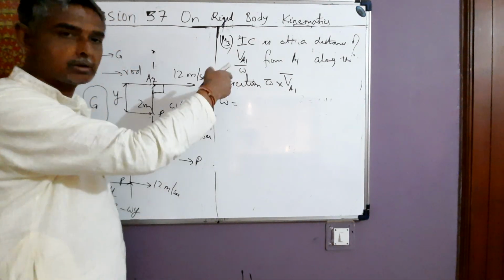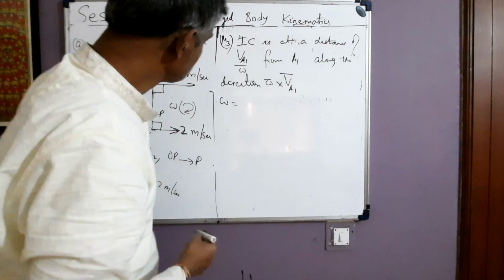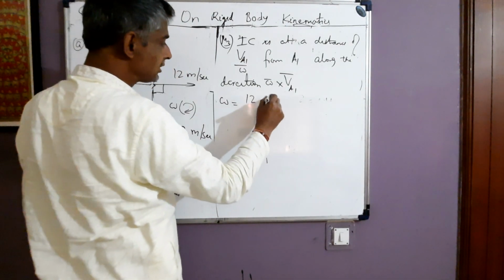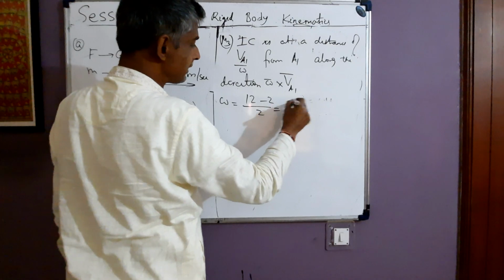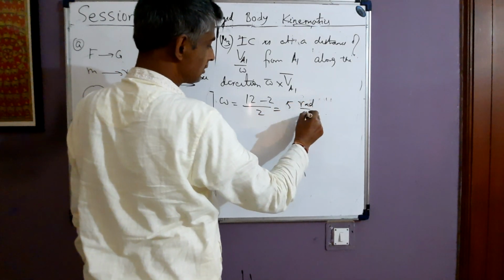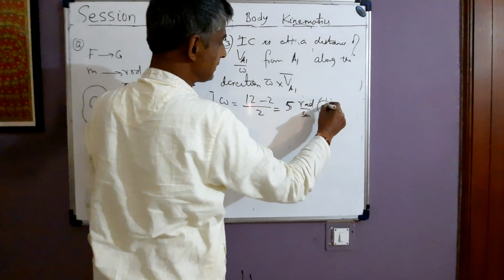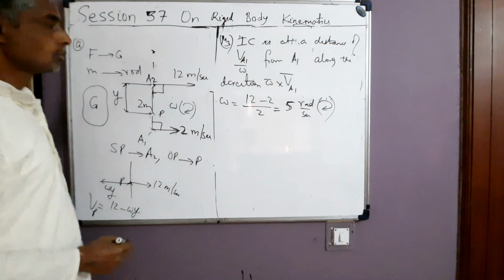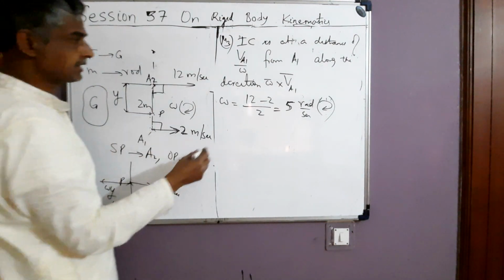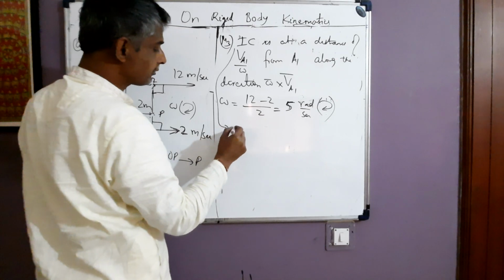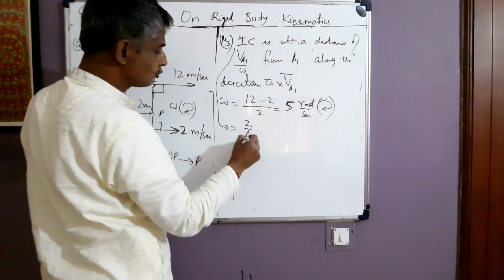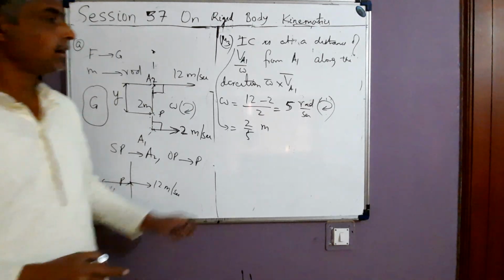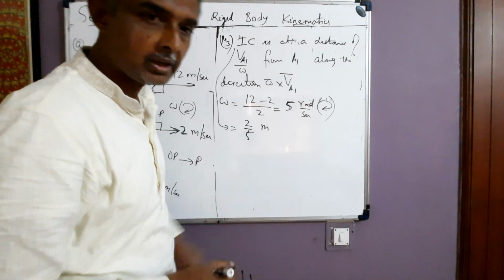Now first, to determine this distance we need omega. Omega we calculate as we did in method 2. Omega is equal to relative normal speed by separation: 12 minus 2 by 2, that is 5 radian per second, clockwise. That is omega. And velocity of A1 is 2 meter per second. So IC is at a distance of VA1 by omega, that is 2 by 5 meter from A1. In which direction? Along the direction of the vector omega cross VA1.